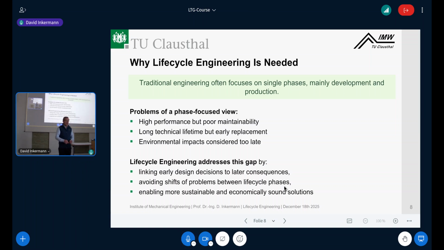So enabling early decision making in design, and anticipating also what will be the consequences of this. And you can do that on a qualitative level, but also on a very quantitative level, for instance, if you drive life cycle assessment methods. And also avoiding shifting of problems to later life cycle phases.